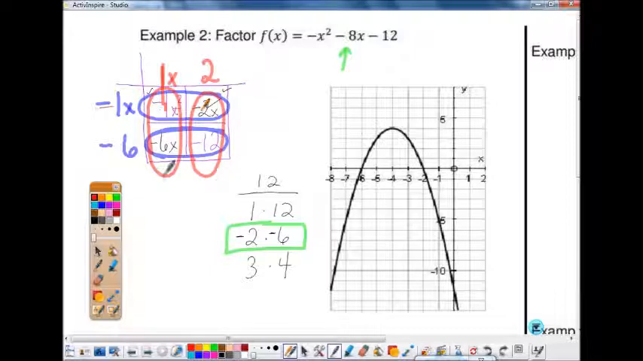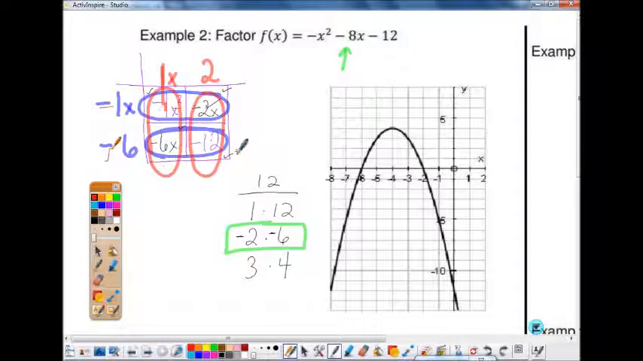Let's check the bottom left. Positive 1 times negative 6 is negative 6. So that's going to be correct. And I get negative 6x because I bring the x over here. And bottom right, let's double check. Negative 6 times 2 is negative 12. So that's also correct. So now I know my signs are correct. So now I'm ready to find the factors.